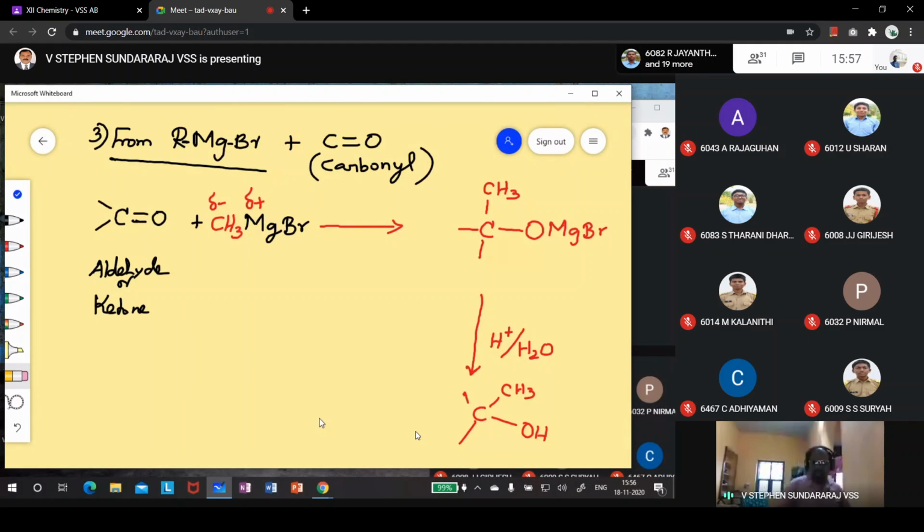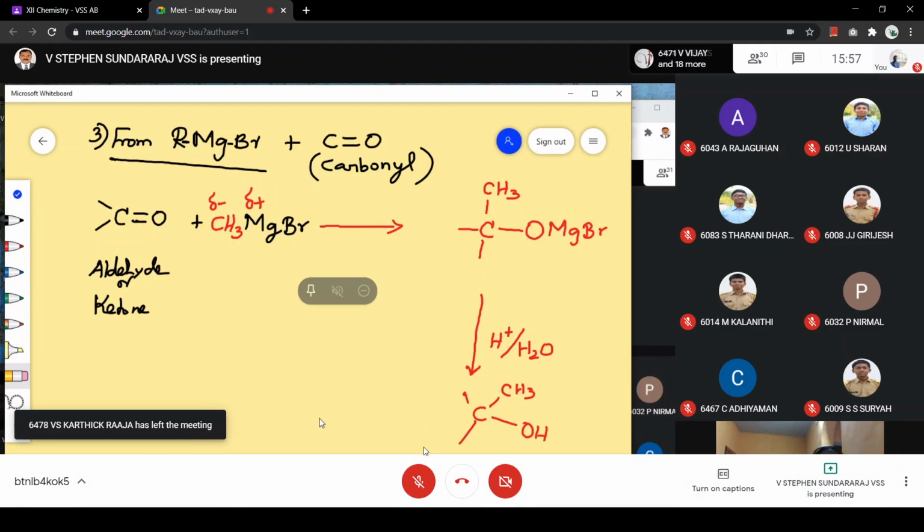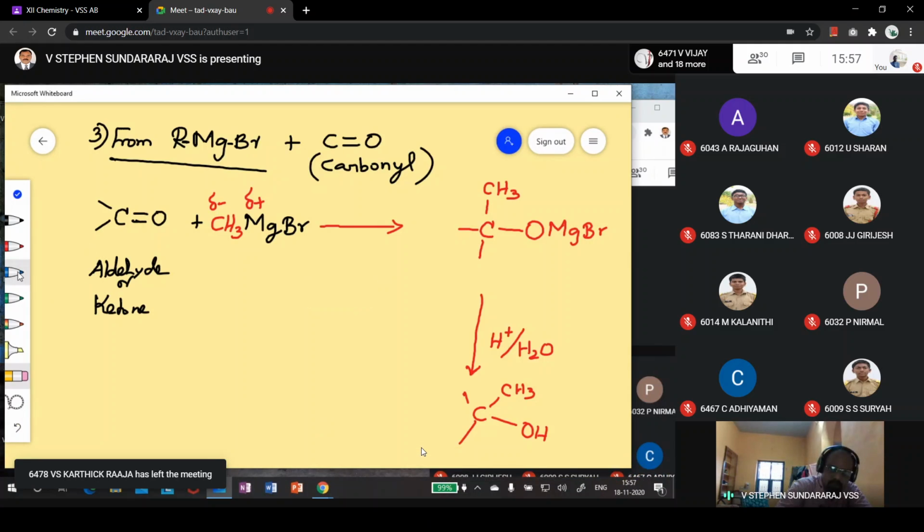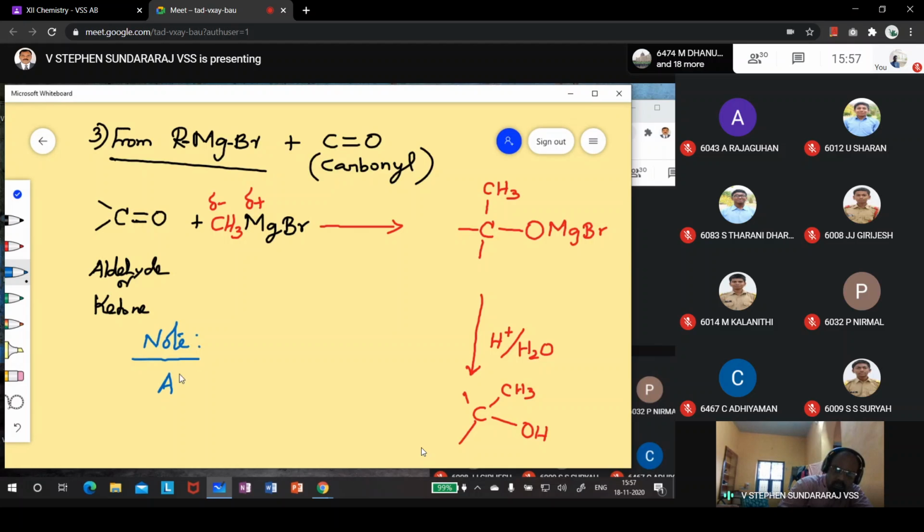Look at the reactant. Reactant is carbonyl compound, and here the product is alcohol. You tell me what that is. Write down that note. This much time is required or not? Alcohol with more number of carbon atoms can be prepared by this method.